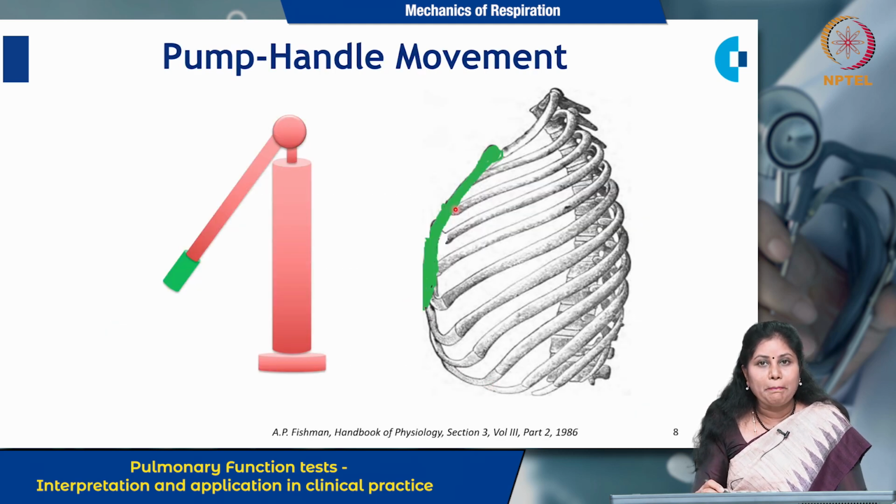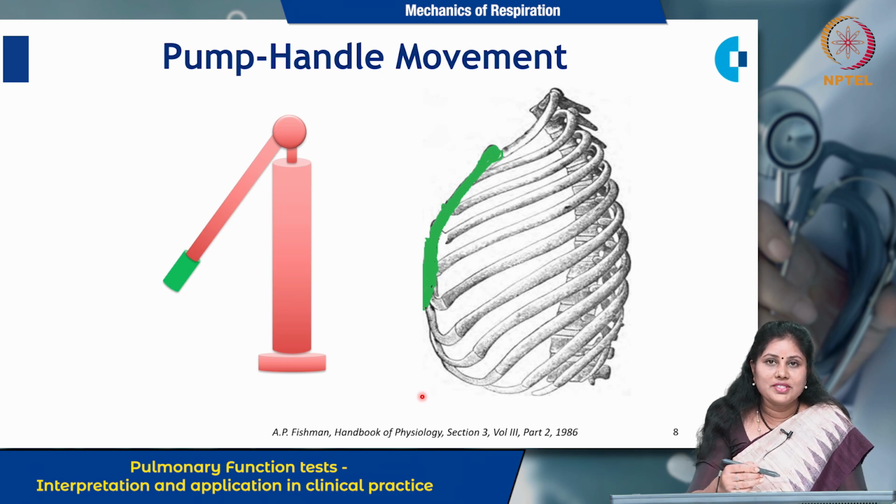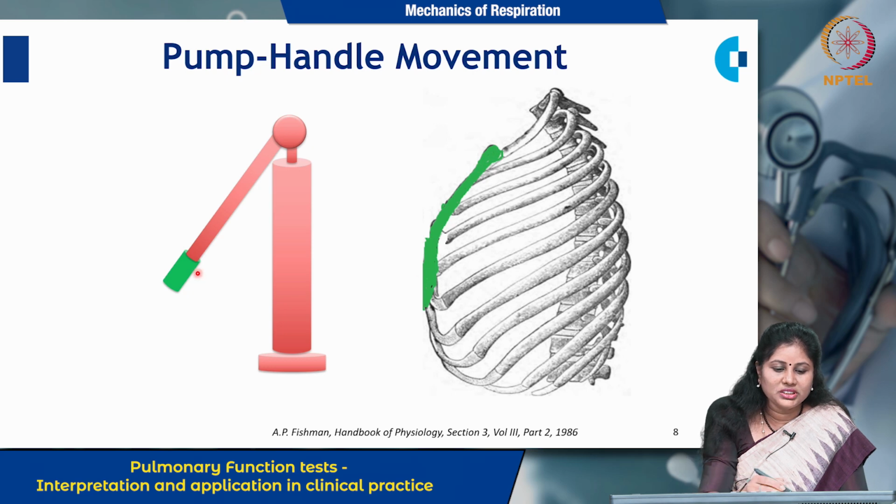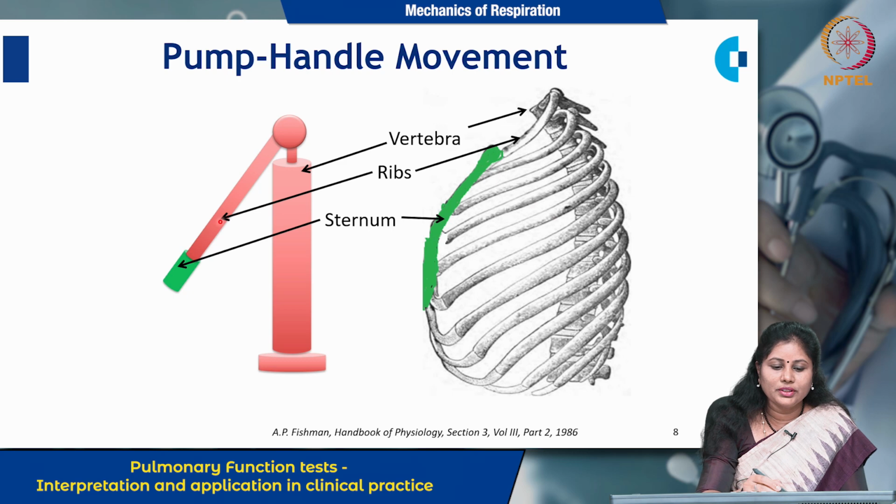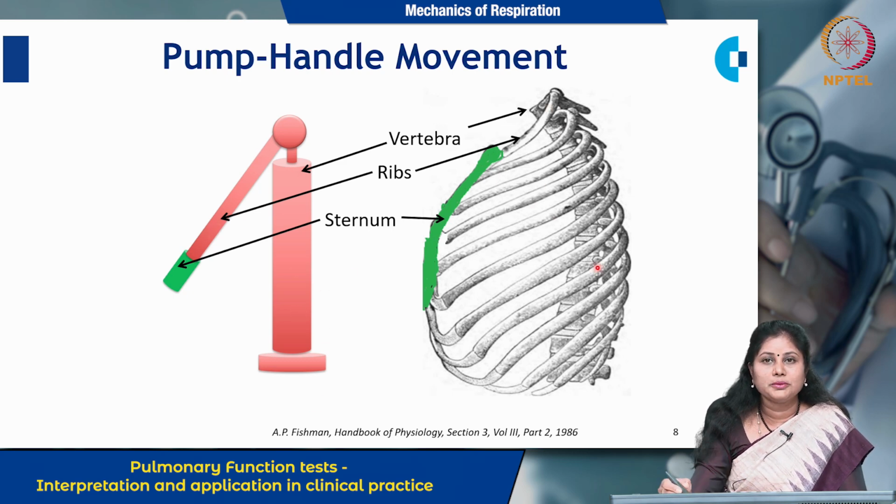First we will see the pump handle movement. Here the thoracic cavity and its structures are compared with that of a water pump. We have seen a water pump and this is how it looks. The sternum is almost similar to the tip of the water pump. The ribs are compared with the handle of the water pump, and the base of the water pump is the vertebra.